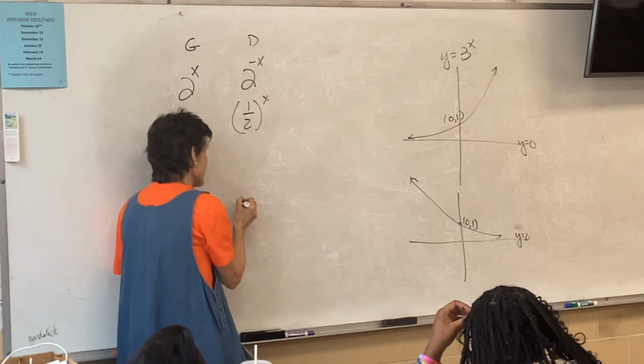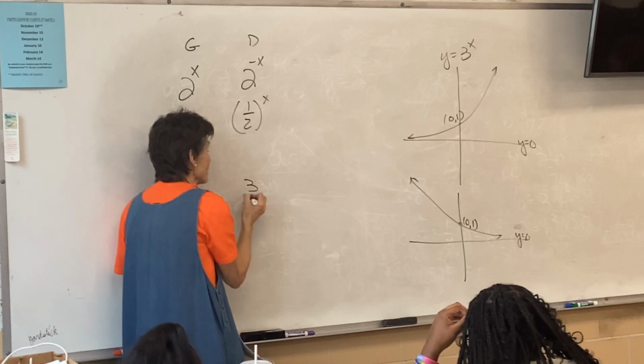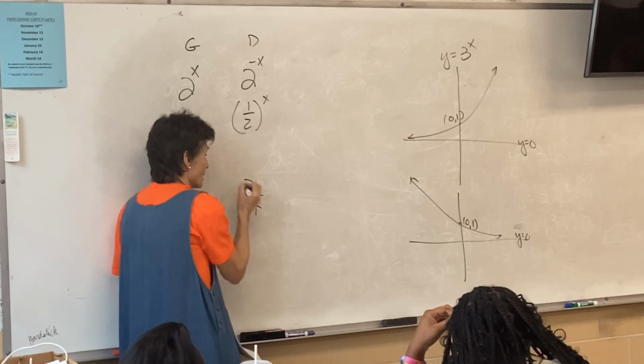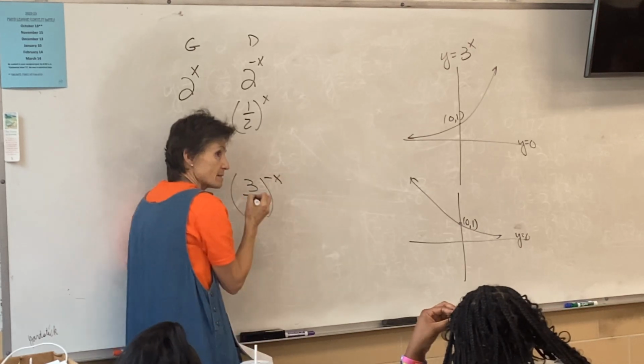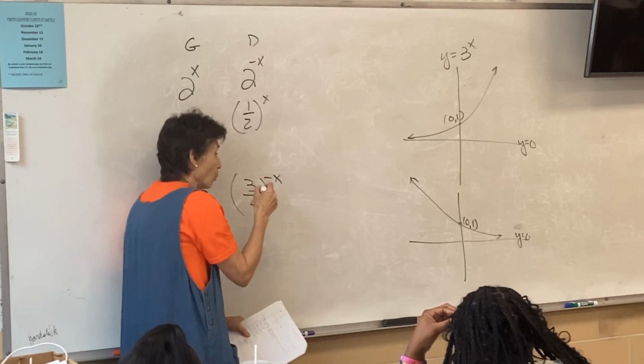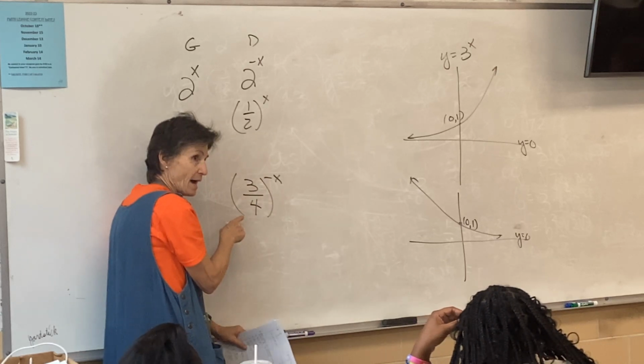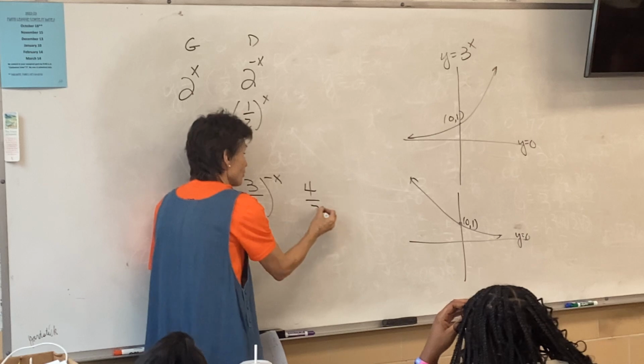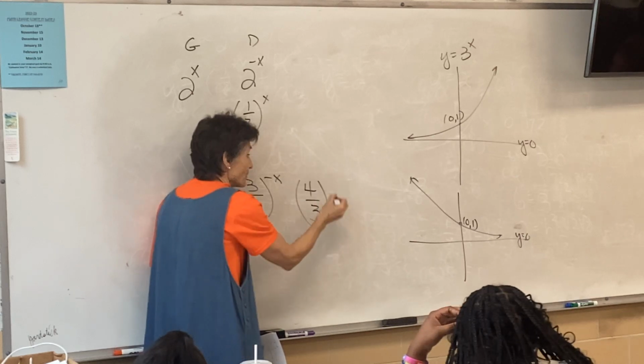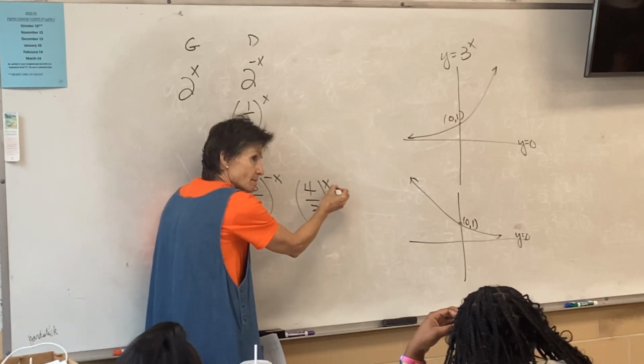This is 0.75, which I'm going to go ahead and write as 3/4 to the negative x, which would be the same as 4/3 to the positive x. That's a growth.